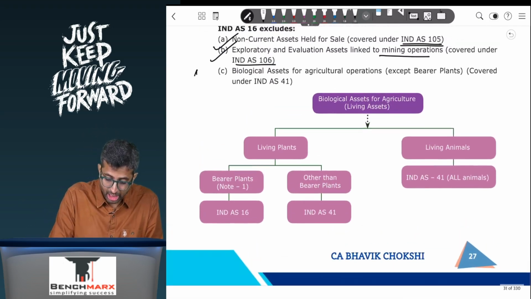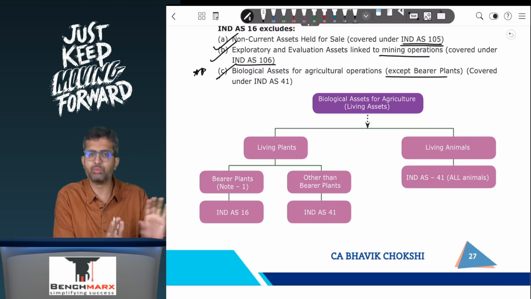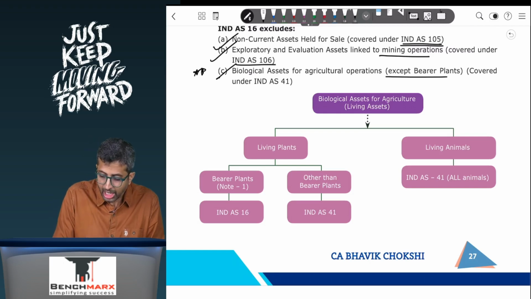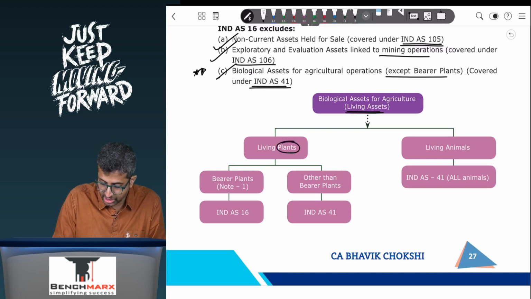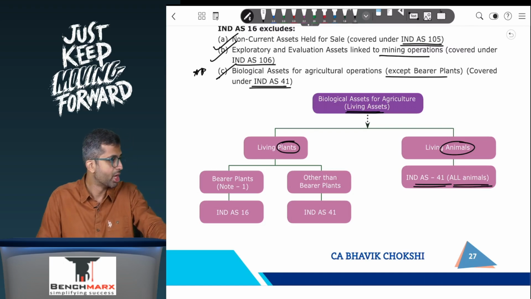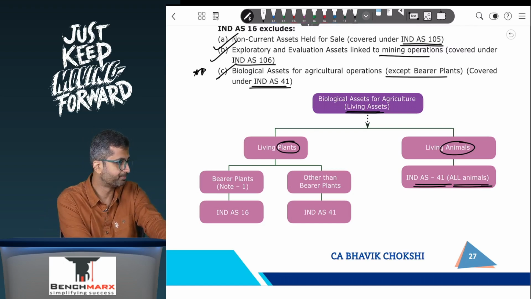So when I look at this point, which is important, biological assets for agricultural operations except for bearer plants will be excluded. Why? Because bearer plants are a part of Ind AS 16. Why are the others excluded? Because they will be covered under Ind AS 41. I have given a summary over here. Biological assets for agriculture, these are living assets, can be living plants, can be living animals. If they are living animals, they will be covered under Ind AS 41. All living animals will be covered under Ind AS 41.